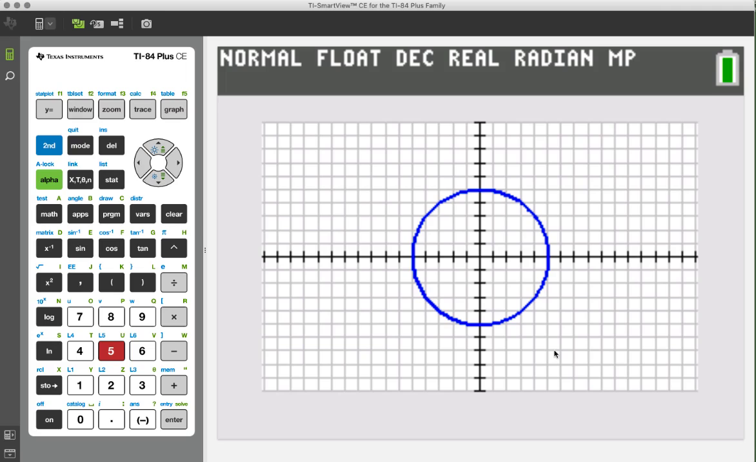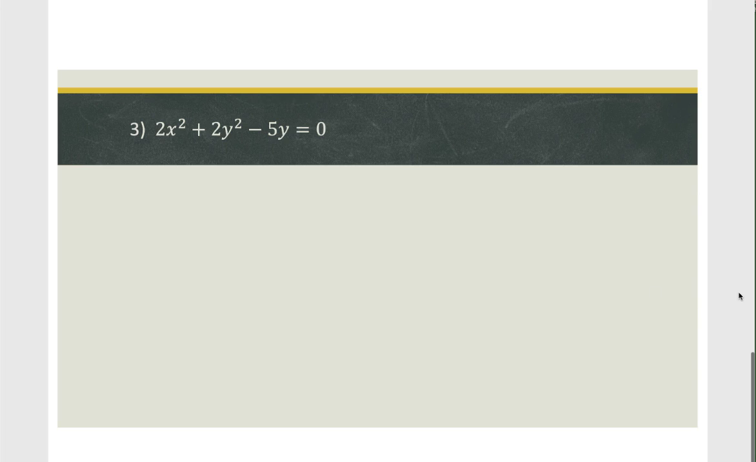So let's take a look at one last example, and this is a great example of one that we cannot graph as a rectangular equation very easily. At least we cannot do it in our calculator. So the last one we're going to look at is the equation 2x squared plus 2y squared minus 5y equals 0. If we had really wanted to try to graph this in our calculators in rectangular mode, remember we'd have to get y by itself, which we really cannot easily do.